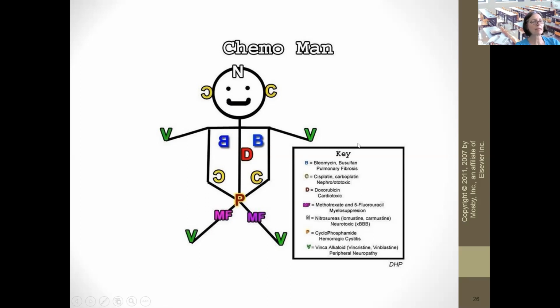So this is just meant to help you remember some things about drugs. C, cisplatin, it goes where the kidneys are, makes little kidneys, so it's nephrotoxic. B is toxic to the lungs. It causes fibrosis in the lungs, pulmonary fibrosis. So just kind of chemo man to help you remember side effects. Not important, you remember them. No question will say, where is the V on chemo man?